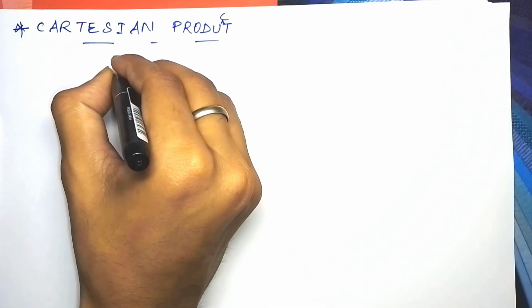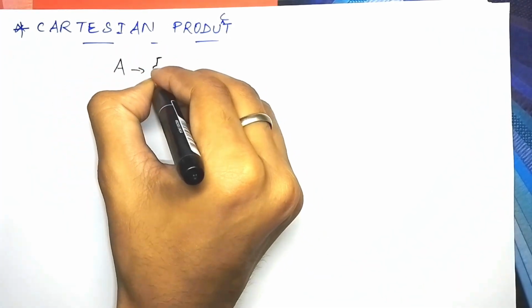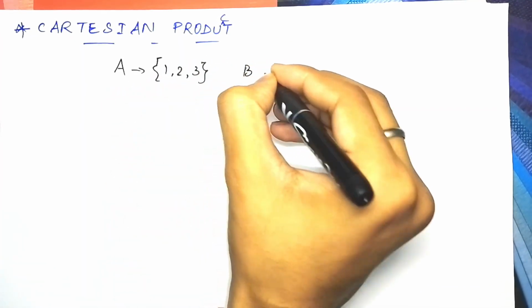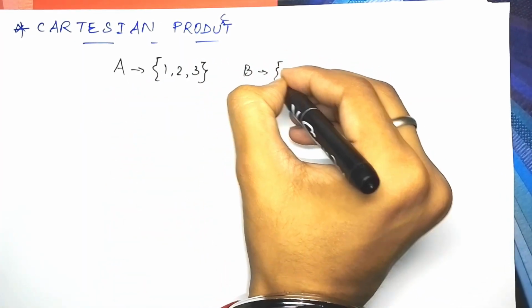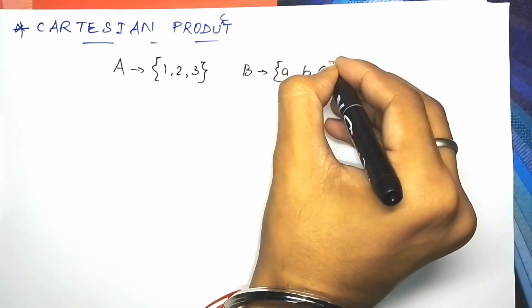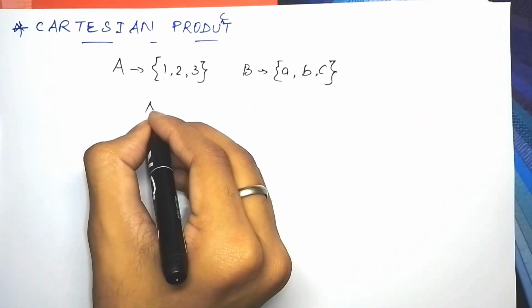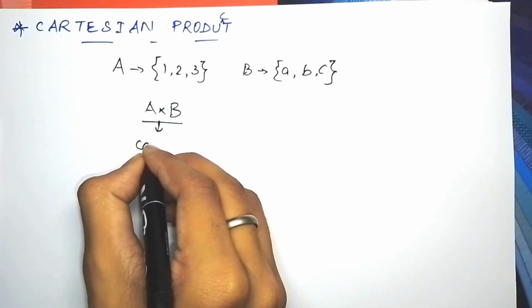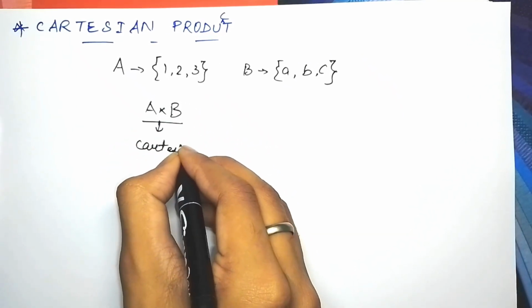Suppose there are two sets A, which is 1, 2 and 3, and suppose there is a set B which is a, b and c. In this case, if you are asked A cross B, basically this is the Cartesian product of A and B.